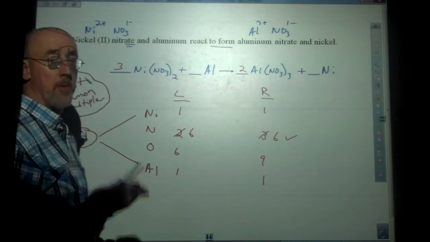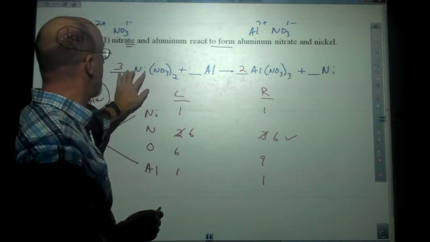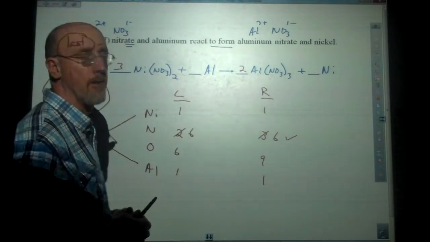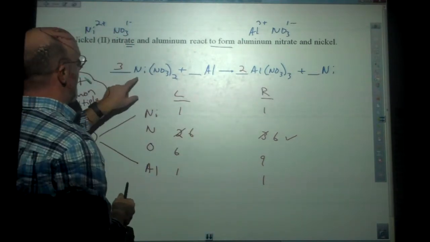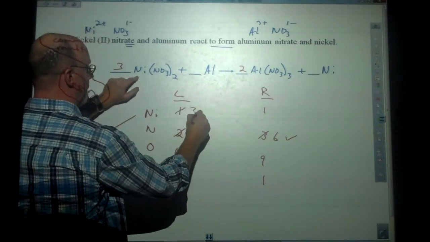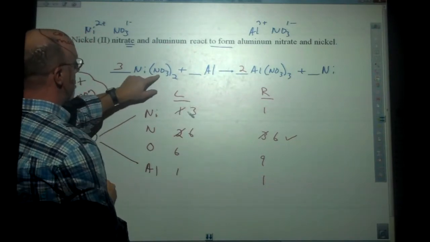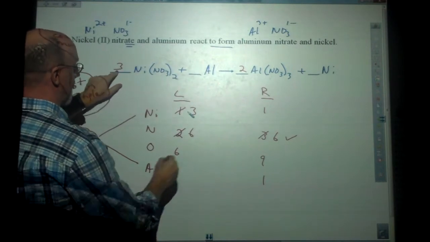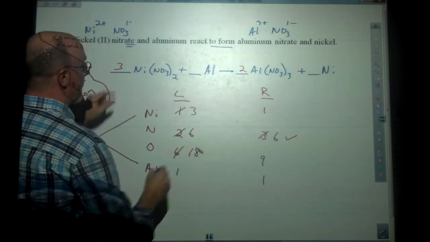So lowest or least common multiple, but you've got to be careful because the 3 out front affects 2 other elements. The 2 out front affects 2 other elements. So you've got to be really careful with your counts on these. Now we have 3 nickels, so you've got to clean things up. Nitrogen we did, 2 times 3 is 6. Oxygen, 2 times 3 is 6, times 3 is 18, so there's a lot of oxygen there. Be careful on that count.